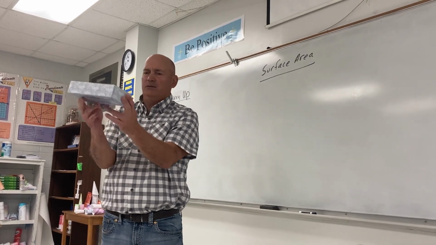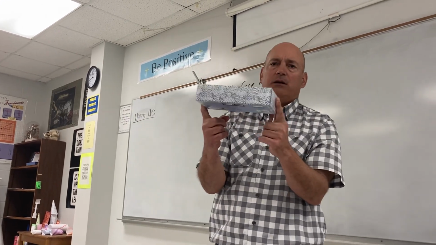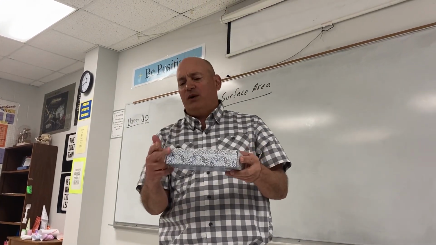What would we do? How can I find the surface area of this tissue box right here? Isaiah. Width times height. Well, width times height would only give me the area of this side. So Perla? Length times width times height. That would give me the volume of this. That would be how many tissues fit in here. That's what we just finished. Length times width times base.